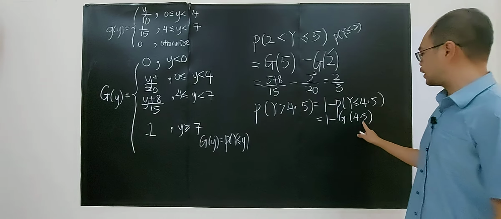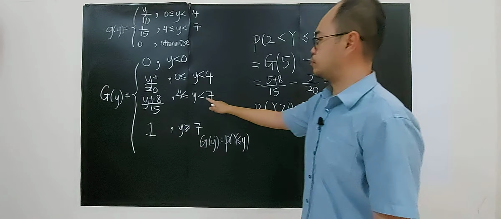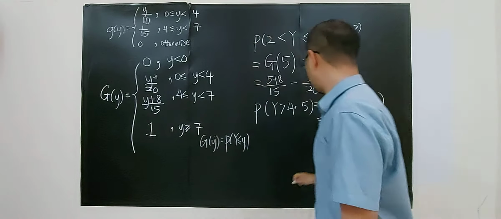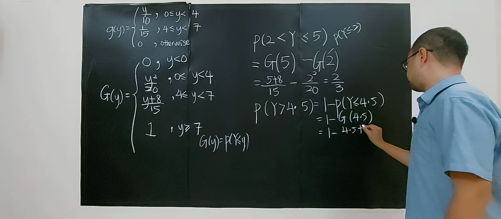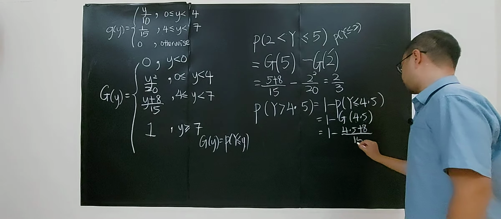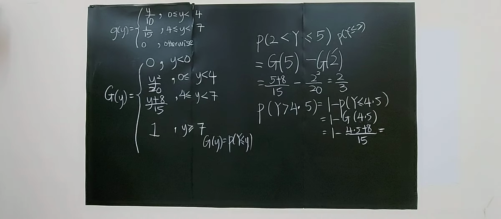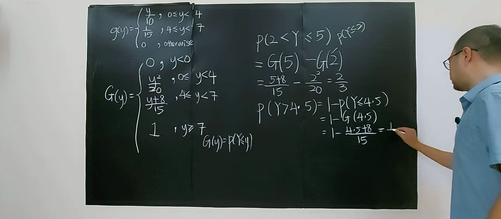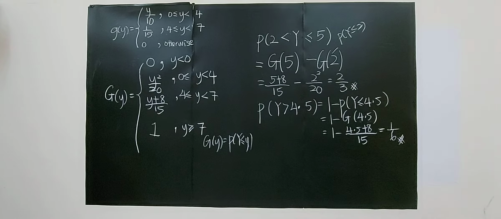Following the definition, you take 4.5, then you search for this value in the cumulative function. 4.5 is between 4 and 7, so you write (4.5 plus 8) divided by 15. Then you will get your required probability, which is actually 1 over 6. So very simple, right?